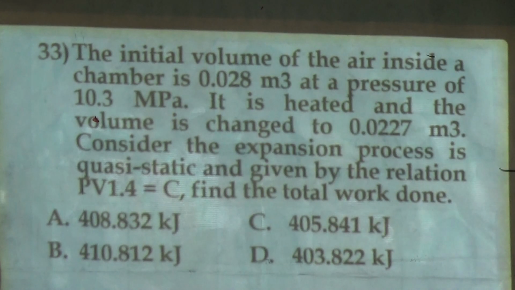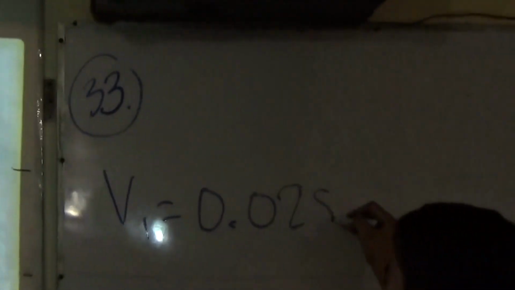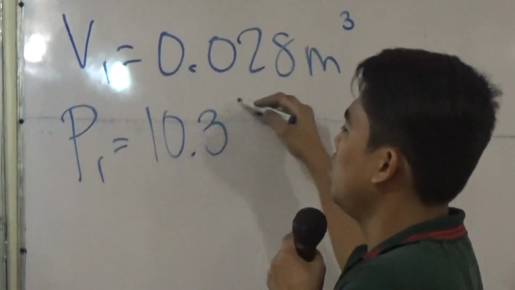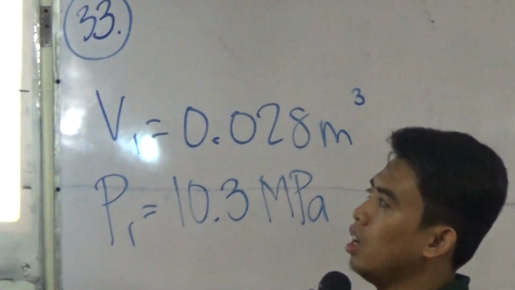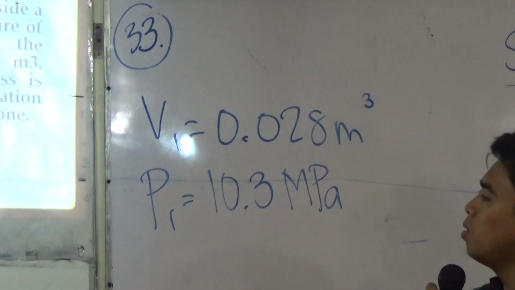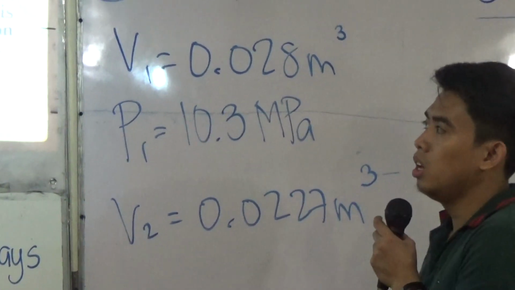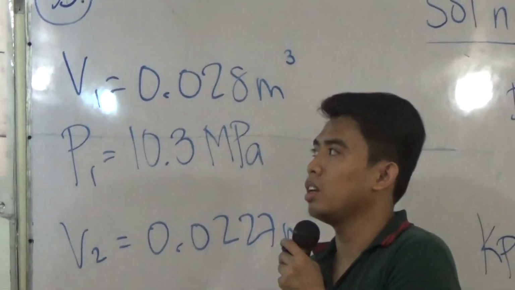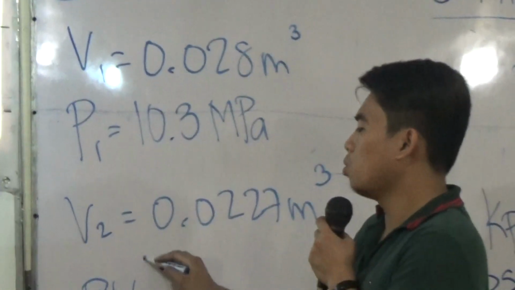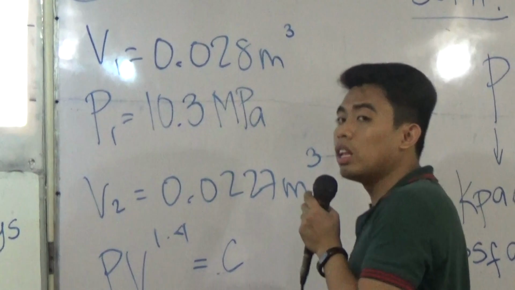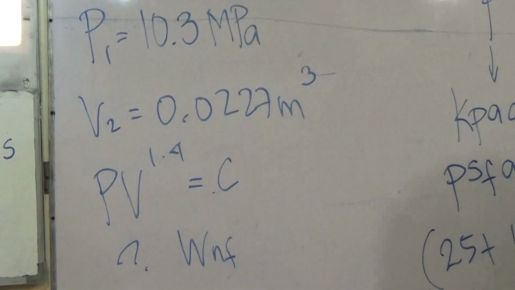Lagay ko muna yung given. 33. The initial volume of air inside the chamber, so V1, 0.028 cubic meter. The pressure is P1, 10.3 mega Pascal. It is heated and change the volume to V2, 0.0227 cubic meter. Consider the expansion to be quasi-static and with the relation PV^1.4 equivalent sa C. Let's determine the work. Tinatanong dito is yung work non-flow. Sinulat ko pa lang yung mga given.